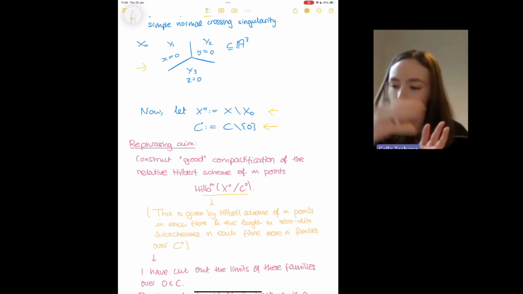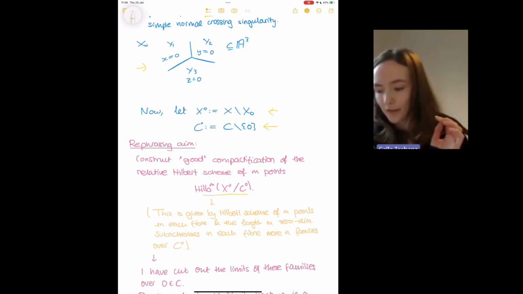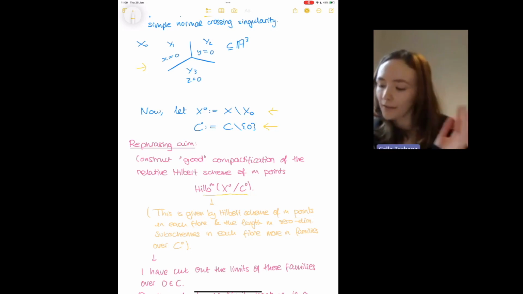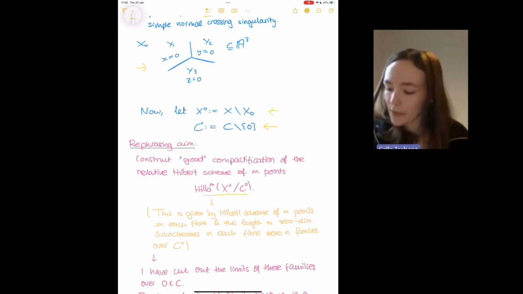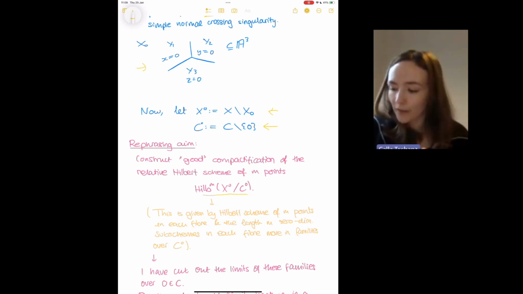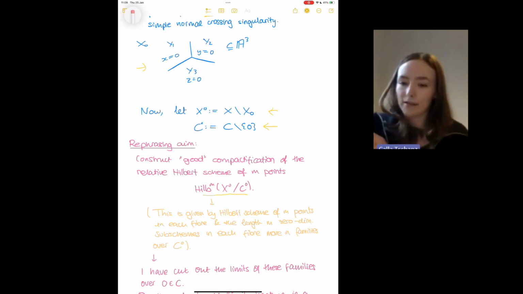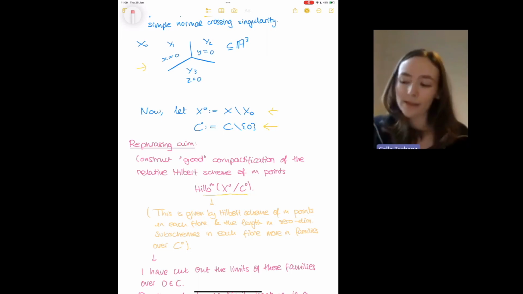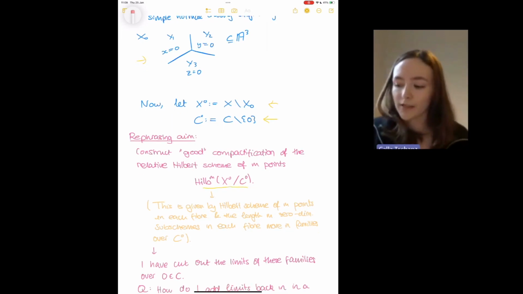And then these m points move in families over this curve C. So we have these m points, or length m zero-dimensional subschemes, in each fiber, and they're moving in families over this base curve. And then as we arrive at the point 0 in C, I've cut out the limit. So we have these families, and they have no limit over 0, so I've just removed that. And I'm asking the question, how can I compactify? How can I add back in this limit over 0, but in a nicer way?